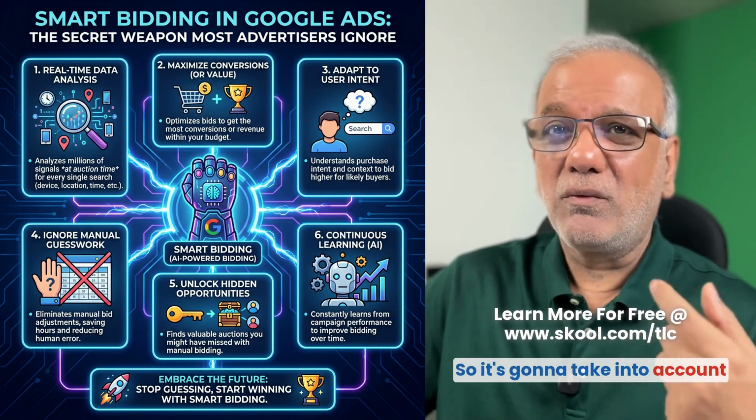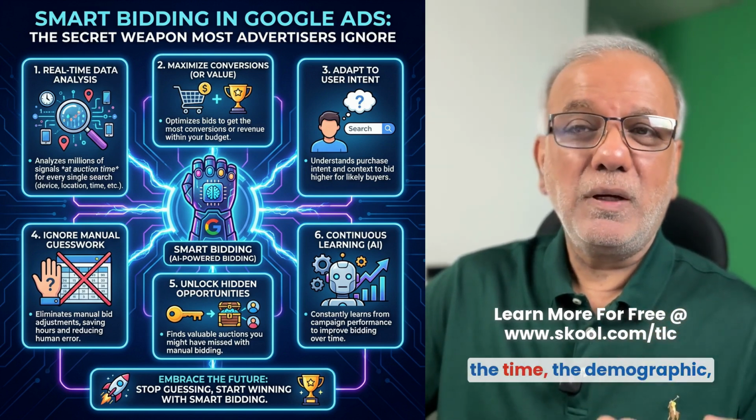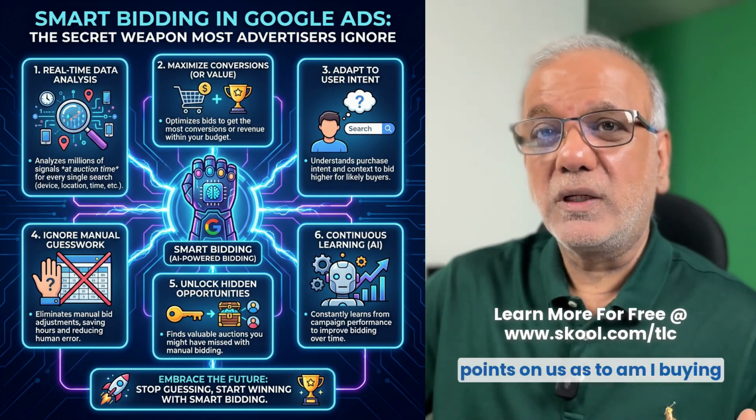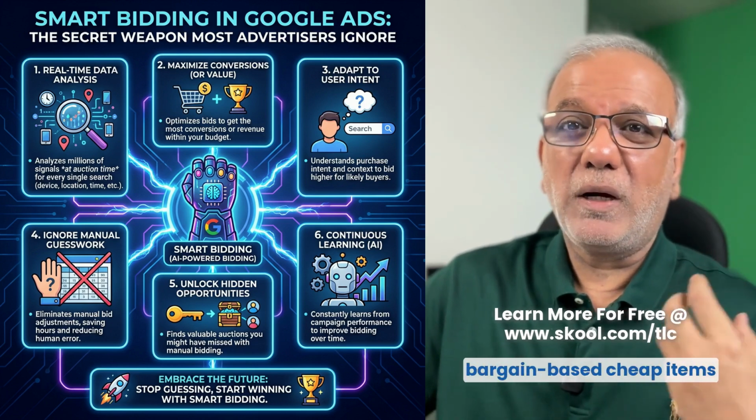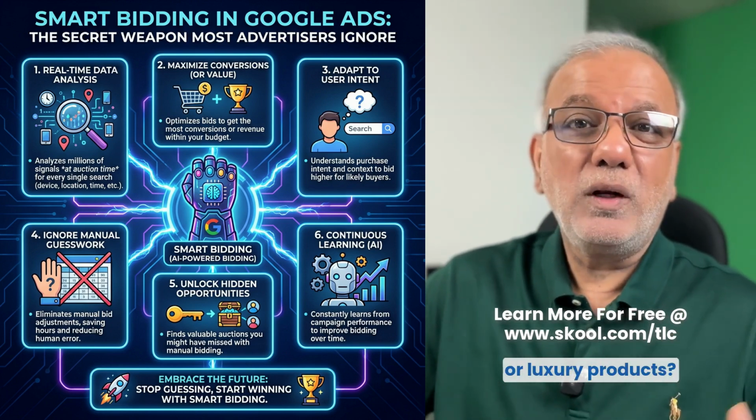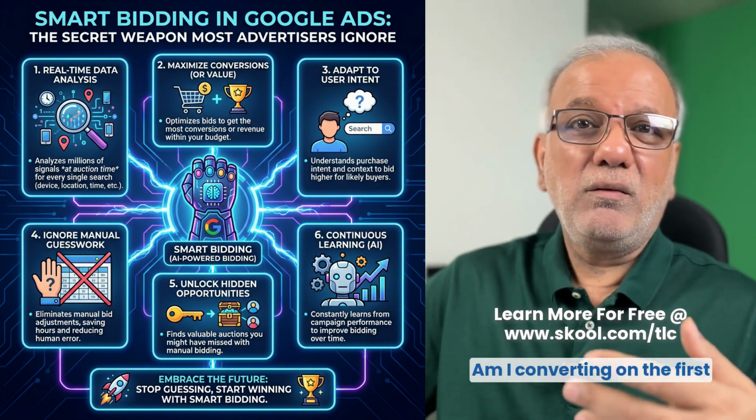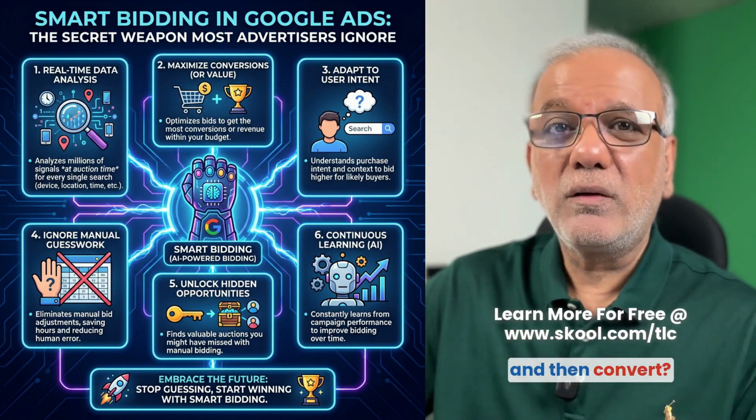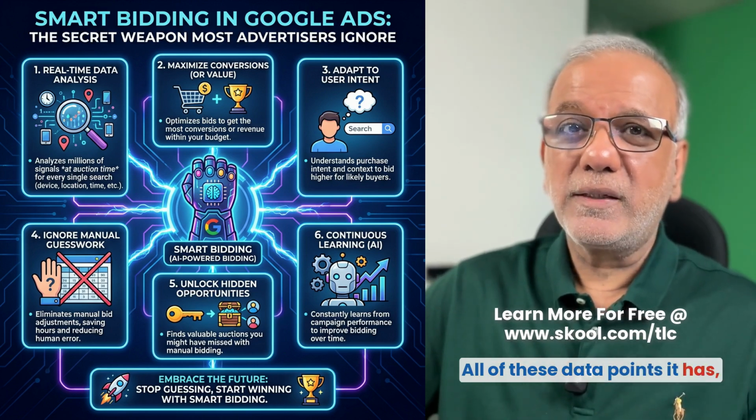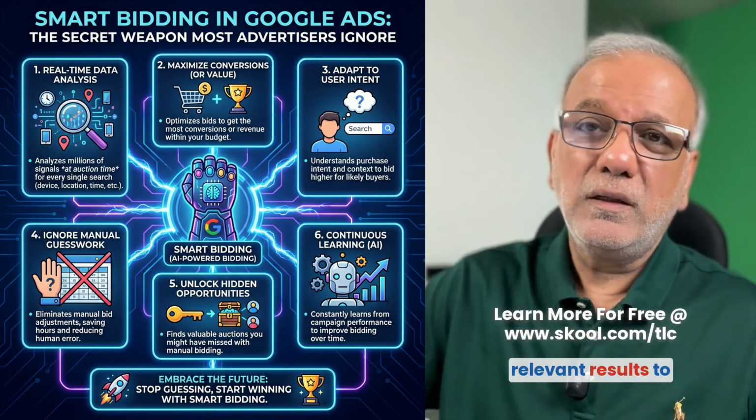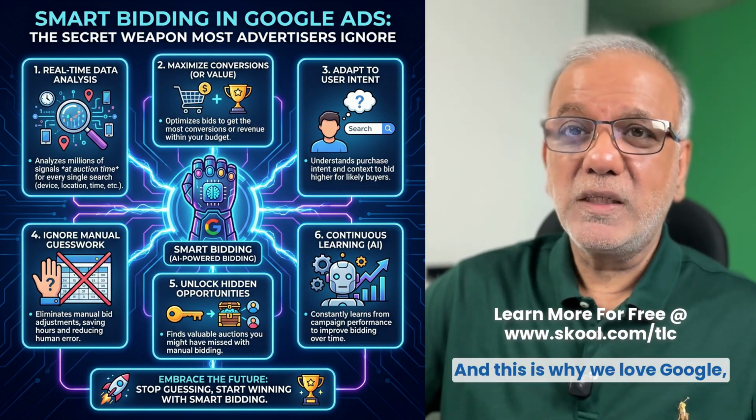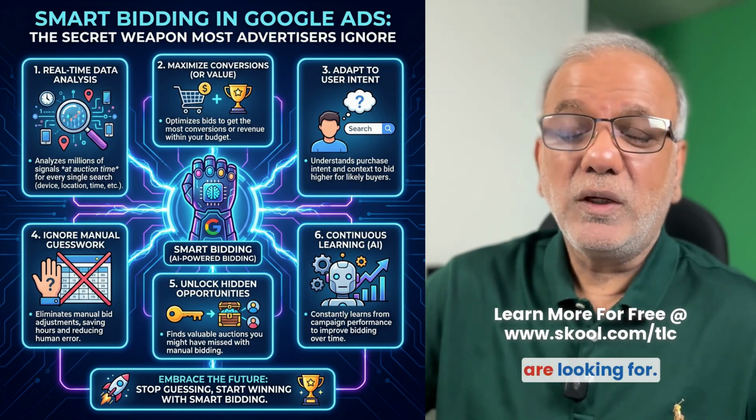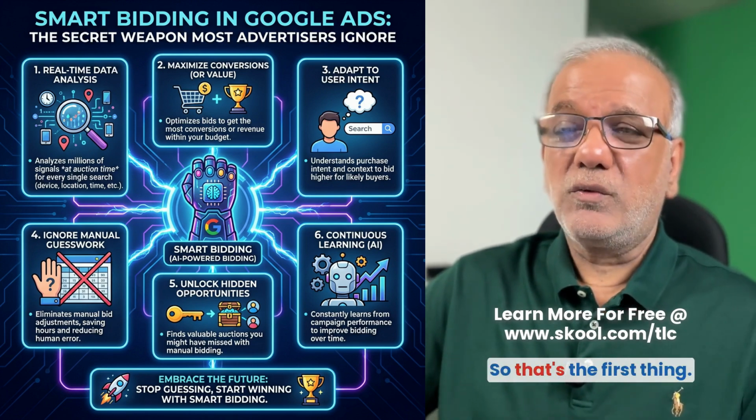So it's going to take into account the device, the location, the time, the demographic, the age. I mean, Google has got millions of data points on us as to am I buying bargain-based cheap items or luxury products? Am I converting the first time when I go to a website, or do I go to 10 different websites and then convert? All of these data points it has, and it's going to show the most relevant results to the searcher. And this is why we love Google, because it gives us pretty much the best results we are looking for. So that's the first thing.